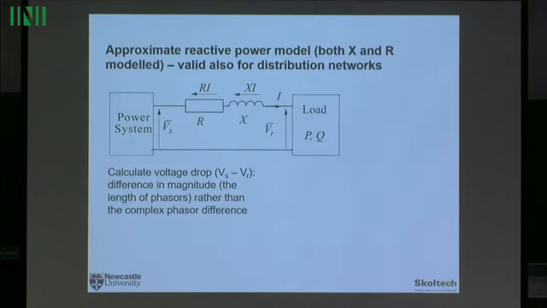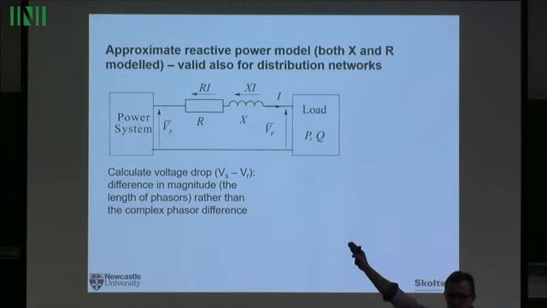Now let's look at the approximate model when we have both reactance and resistance, and we'll use this model mostly for the reactive power flows analysis. So now we are still neglecting capacitance, but we have both resistance and reactance. And what we are interested in is the voltage drop. It means the voltage difference between the voltage at the sending end and the voltage at the receiving end. Not the complex voltage difference, including the angle, but just the difference in terms of magnitudes.